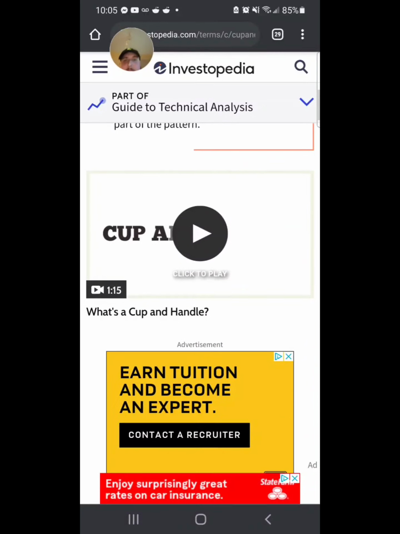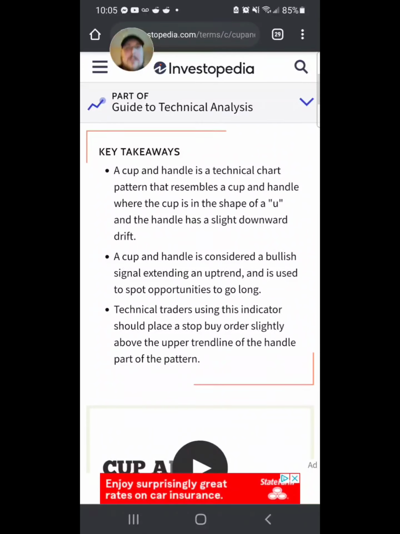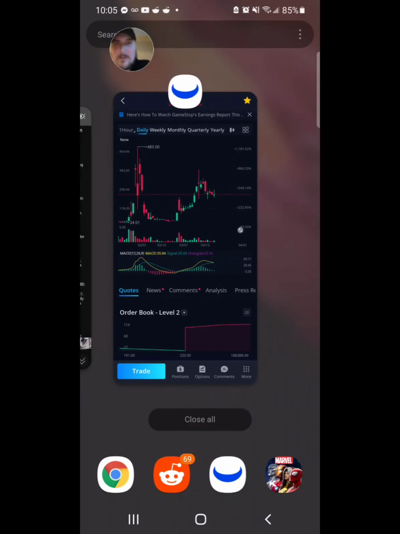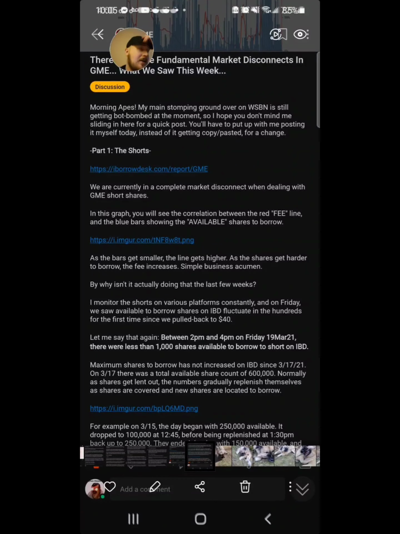All right, so I'm just going to go up here and just read this quick TLDR here for you guys because I don't want to bore anyone. A cup and handle pattern is a technical chart pattern that resembles a cup and handle where the cup is the shape of a U and the handle has a slight downward drift. A cup and handle is considered a bullish signal extending an uptrend and is used to spot opportunities to go long. Technical traders using this indicator should place a stop buy order slightly above the trend line of the pattern. All right, so we're going to back out of that here.